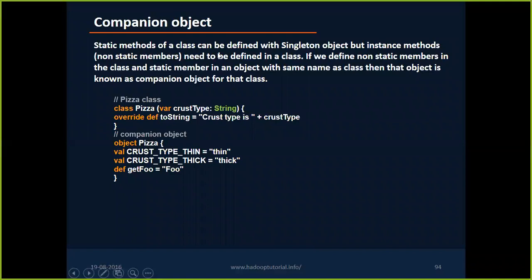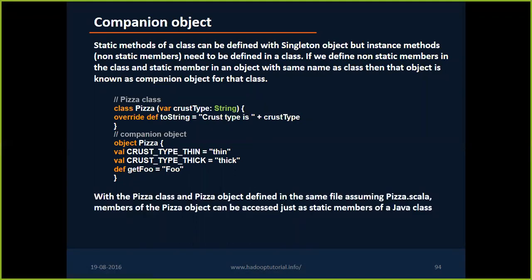Static methods of a class can be defined with a singleton object, but instance methods, which are non-static methods, need to be defined inside a class. If we define non-static members in a class and static members in an object with the same name as the class, then that object is known as a companion object. Just an example, pizza class and pizza companion object. Here I have some vals, crust type thin, crust type thick, and get through. These are the methods, and this is one method that is present in the pizza. This is a non-static method, and these two are static fields.